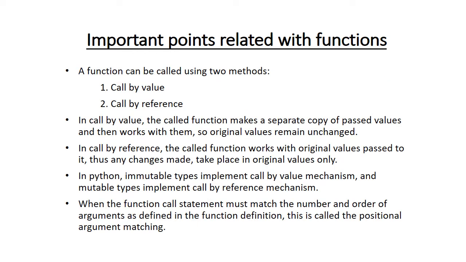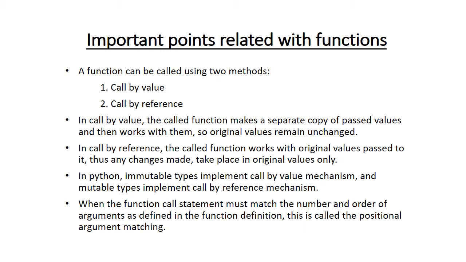A function can be called using two methods: call by value and call by reference. In call by value, the called function makes a separate copy of passed values and then works with them. So original values remain unchanged. That means whatever changes you make in the function will be there only in the function, not in the main program.